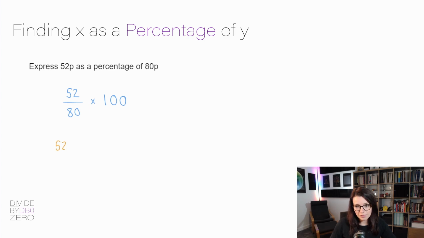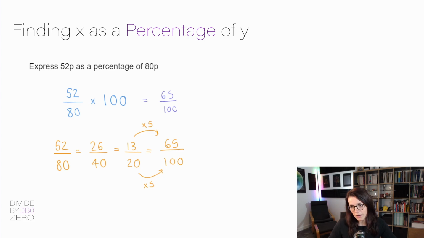I would start by simplifying that fraction, 52 over 80. I would divide the top and bottom by 2 to get 26 over 40, then maybe by 2 again to get 13 over 20. And then a trick you can use is make that fraction over 100. So times the top and bottom by 5 in this case. 13 times 5 is 65. So that means when we go and put that in the above calculation, we get 65 over 100 times 100. And that way, when you're dividing by 100 and then timesing by 100, you're effectively cancelling that 100 out and you end up with just 65 or 65% as the final answer.